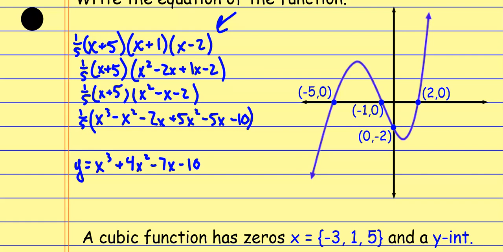And so that's kind of the idea here: at the end, we multiply this thing out, and then we just adjust based on the y-intercept. We multiply the whole thing by something to get the correct y-intercept. Let me slap that 1/5 out here.